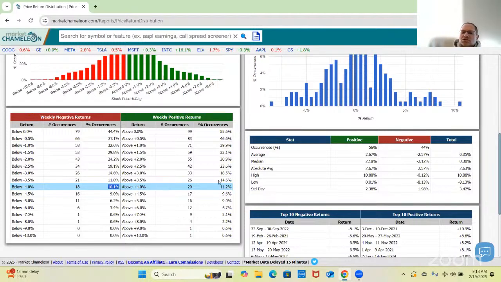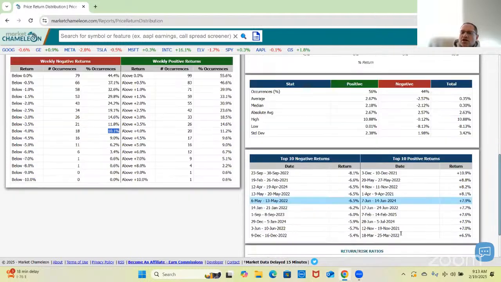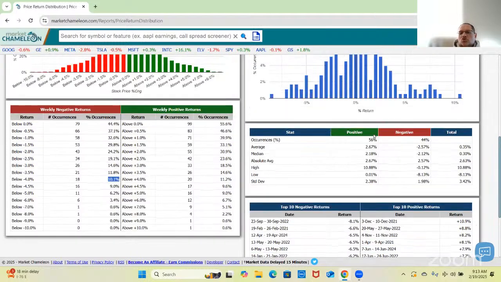Now, just quickly here, this is a summary of the positive versus negative. So we see the average positive move, average negative move, a median positive move, median negative move. These are the absolute averages.